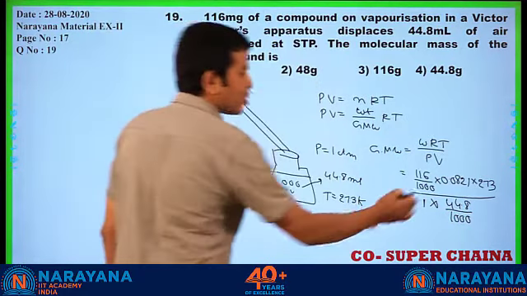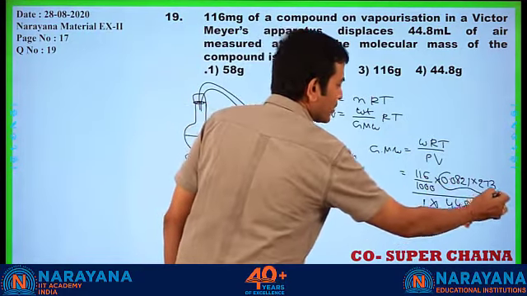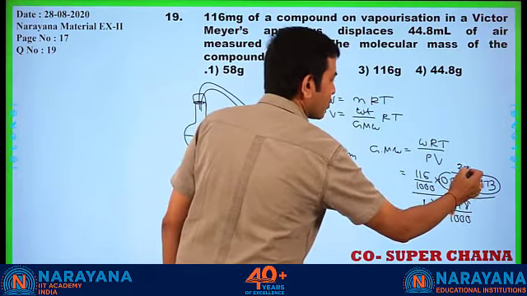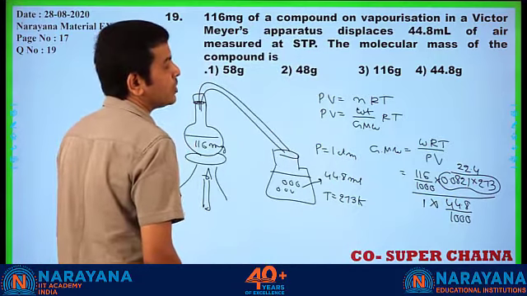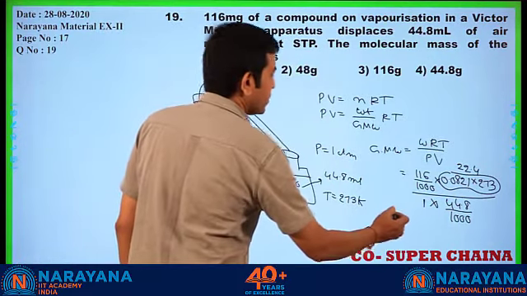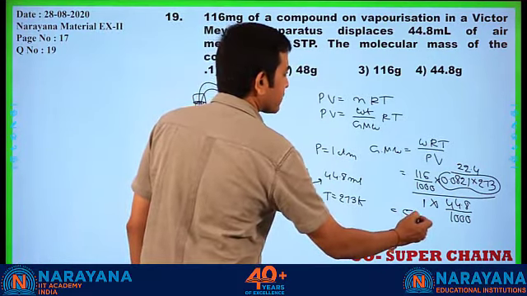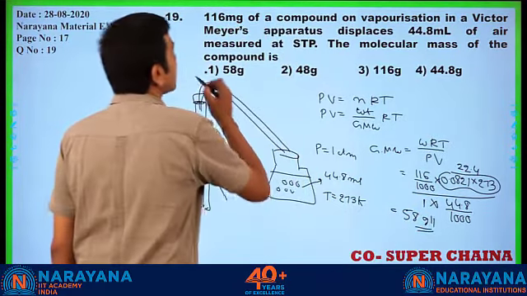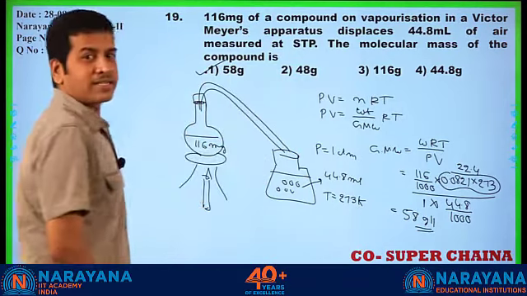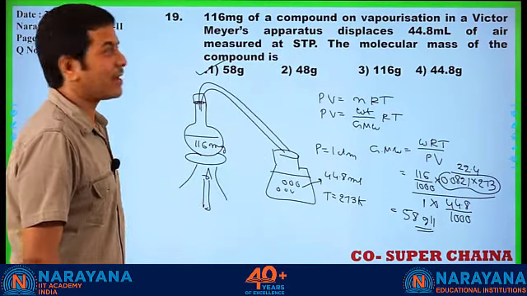Here 0.0821 into 273, its value is 22.4. After calculation, you will get 58 grams. 58 grams is the molecular weight of that compound. Then option 1 is correct. Next question.